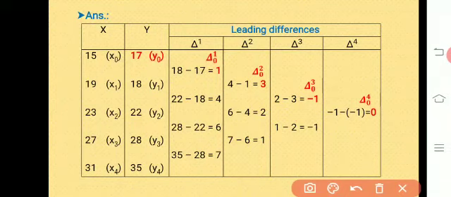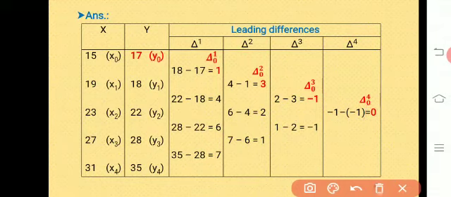Then at the end, delta raised to 4. This is minus 1 minus minus 1. So minus 1 minus minus 1 is minus 1 plus 1, and minus 1 plus 1 is 0. Then in the leading differences, every first value we are going to consider for the further solution.